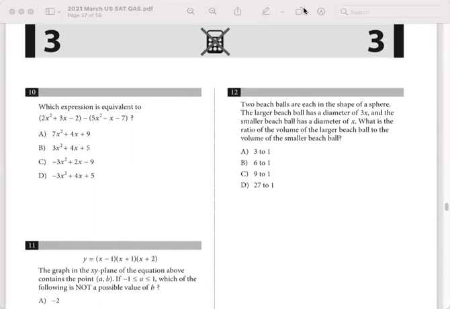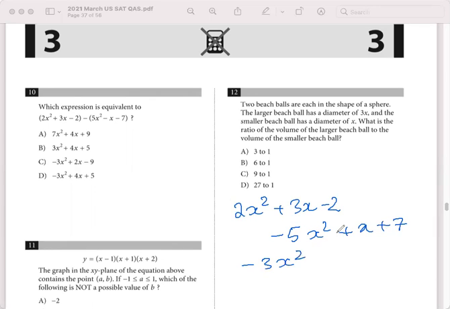Okay, question 10, which expression is equivalent to this? So let's just open the brackets first. 2x squared plus 3x minus 2 minus 5x squared plus x plus 7. 2 minus 5 minus 3x squared plus 4x plus 5. So minus 3x squared plus 4x plus 5, option D.